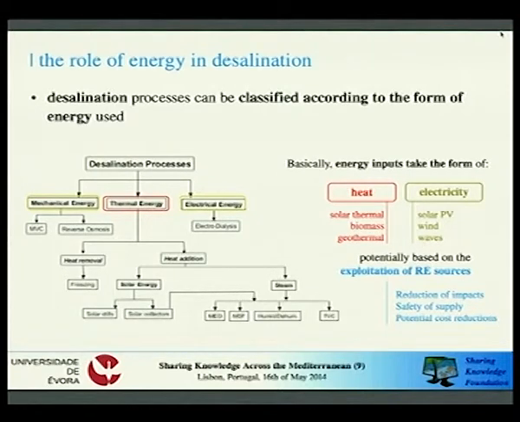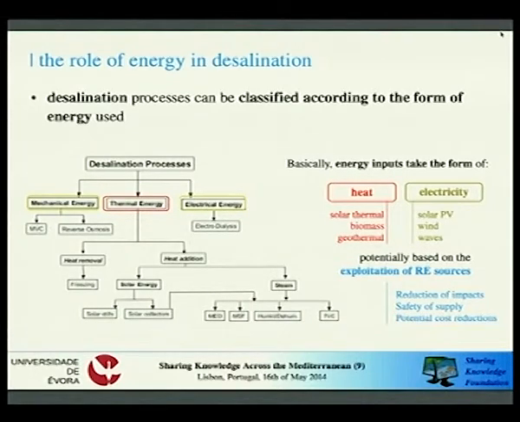So both these forms of energy are potentially based on the exploitation of renewable energy sources. And we have varied technologies which enable us to do that. So for heat production, we can have solar thermal technologies, we can have biomass or geothermal resources, and for producing electricity, we can rely on solar photovoltaic, wind power, or wave power, for instance.